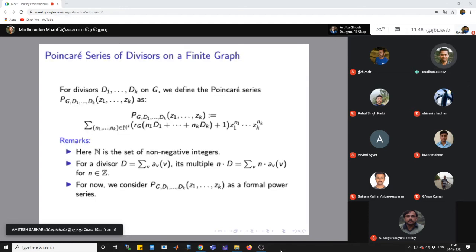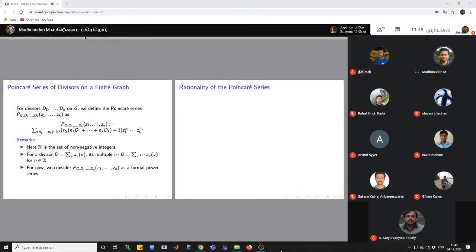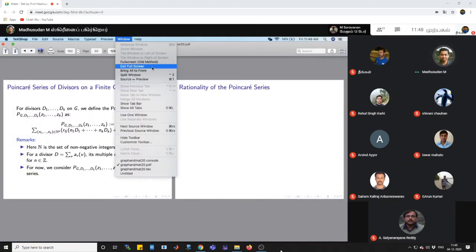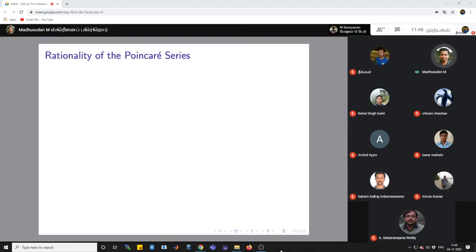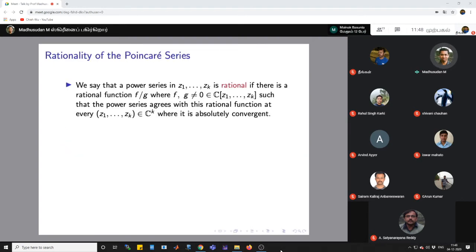So now we are ready to state our main result, but any questions on the Poincare series? We'll see a couple of examples, so we'll get some feel, but before that, any questions? Okay, then maybe I can move on to our main theorem, which is concerning the rationality of this Poincare series. And let me just recall what rational is here.